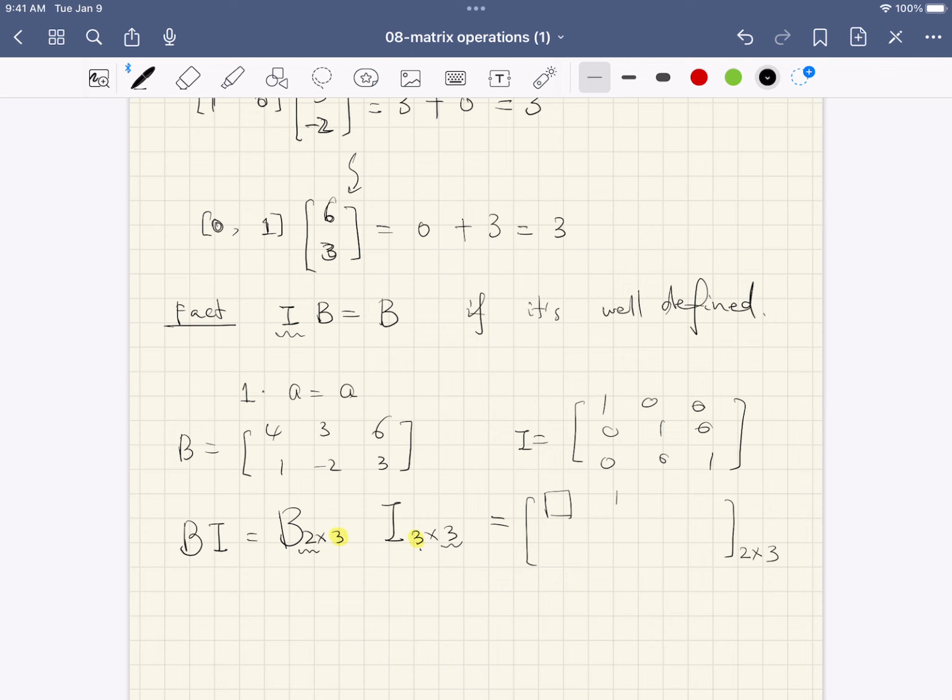And you want to determine 6 components. To save time, I'm not going to do this multiplication, but if you complete the calculation, you will have 4, 3, 6, 1, negative 2, 3. In other words, BI is the same as B. So the identity matrix preserves the product, no matter whether it multiplies from the left or right.